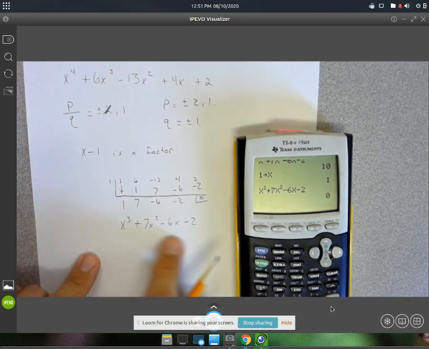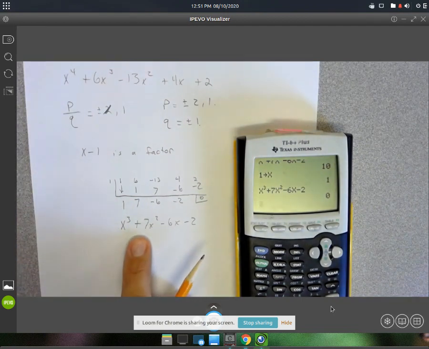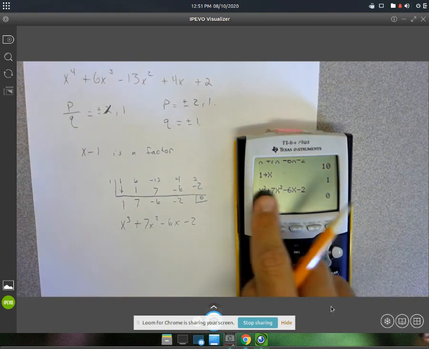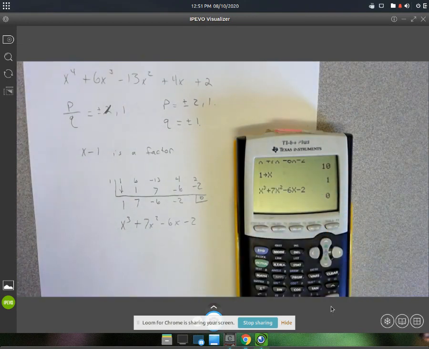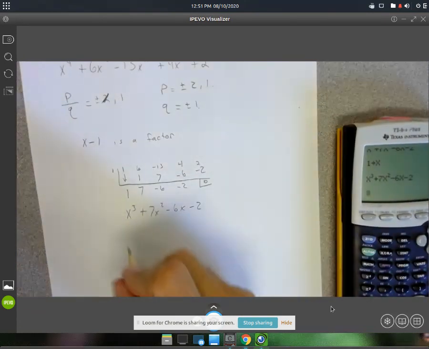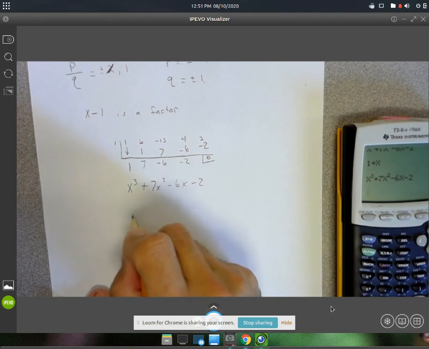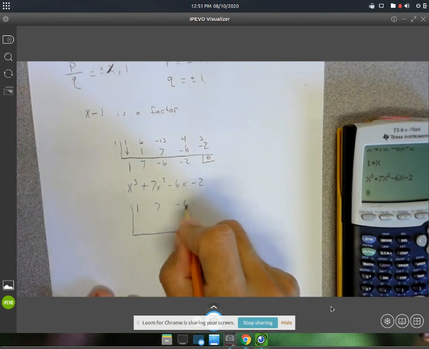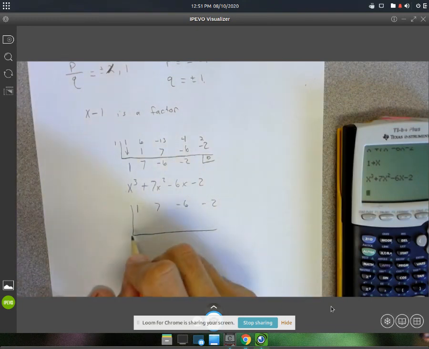That means if we divide this by x minus 1 again, it will give us another polynomial, and it'll have a remainder of 0. So we have to divide by x minus 1 again because it worked when we plugged in 1 for x again. It gave us 0. So we've got coefficients here. Got 1, 7, negative 6, negative 2, and 1.